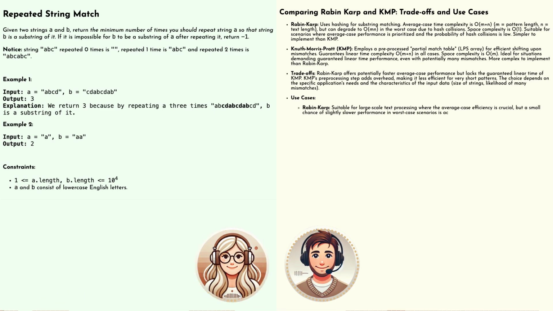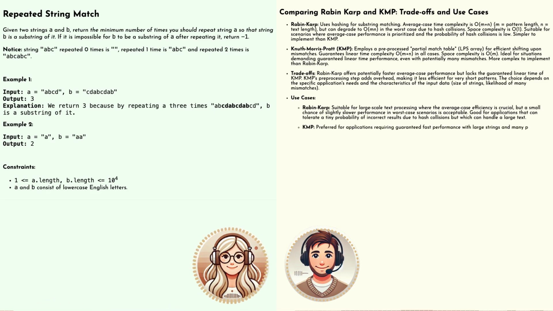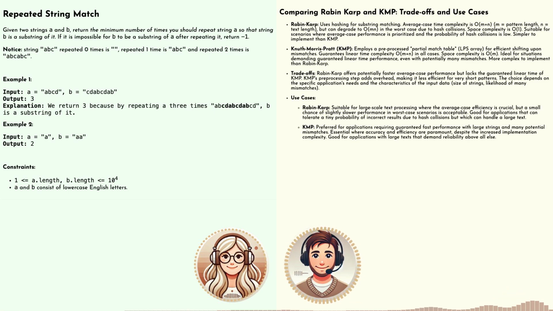Well, like with any tool, it really depends on the job you're trying to do. Rabin-Karp and KMP both have their strengths and weaknesses. Okay, so what are the trade-offs? Lay it on me. Rabin-Karp is generally easier to understand and code up. But remember those hash collisions we talked about?